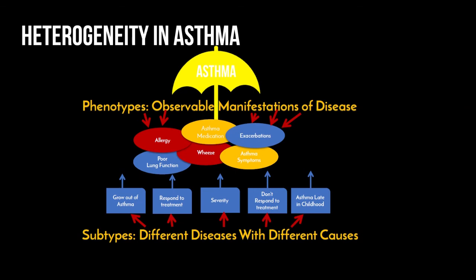All right. So you have these phenotypes, or observable manifestations of disease, based on what you observe. And very often, if a child comes to the clinic with these symptoms, they'd be classified as asthmatics. But what we see is that within this umbrella term of asthma, some people grow out of asthma, some respond to treatment, some don't respond to treatment. There are different levels of severity, and some people develop asthma later on in life. So what we say is that these could be different subtypes. The manifestation of how people respond to treatment or severity can be subtypes. So this may actually be different diseases with different underlying causes that we just call under that umbrella term of asthma.